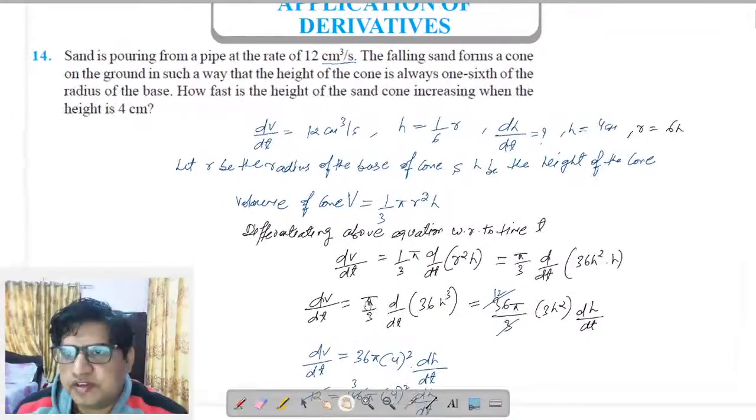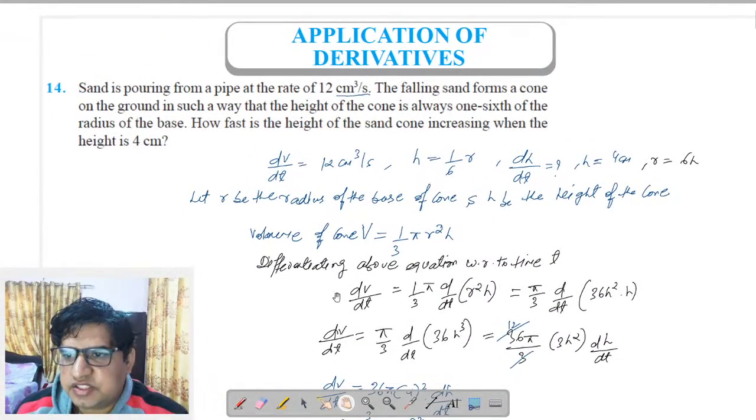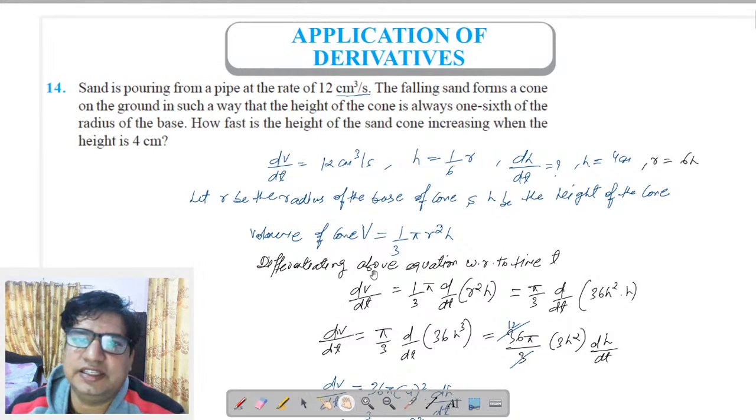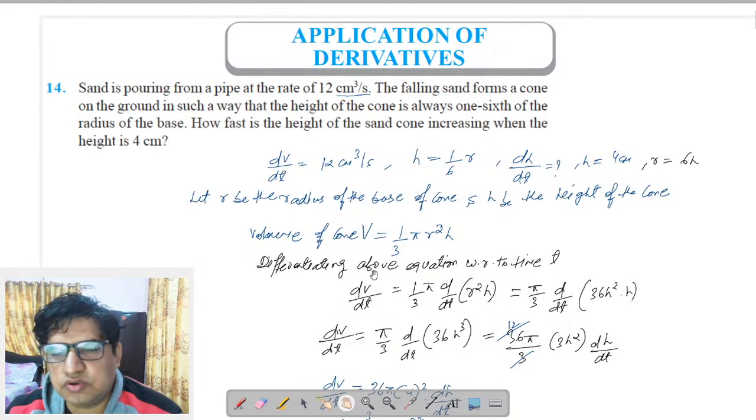So guys, I hope you have understood, and in this what we are supposed to find is the value of dh by dt, how fast the height of the sand cone is changing, ठीक है। So in this type of questions, the questions are not very difficult, though they are a bit difficult.